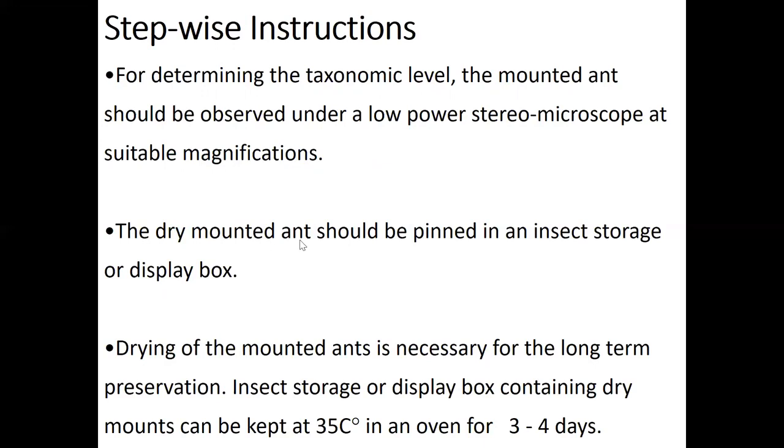The dry mounted ant can later be pinned in an insect storage or display box that is for long-term use. Drying of the mounted ants is necessary for long-term preservation. Usually, an insect storage or display box containing dry mounts can be kept at 35 degrees centigrade in an oven for 3 to 4 days. That is for further drying or dehydration.